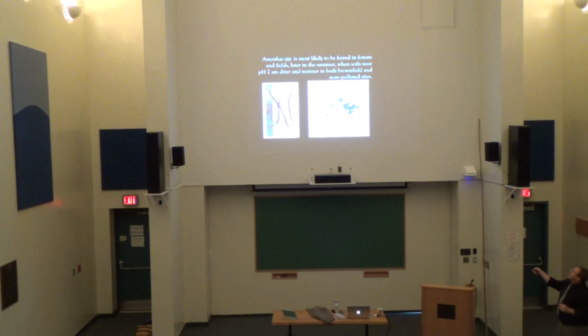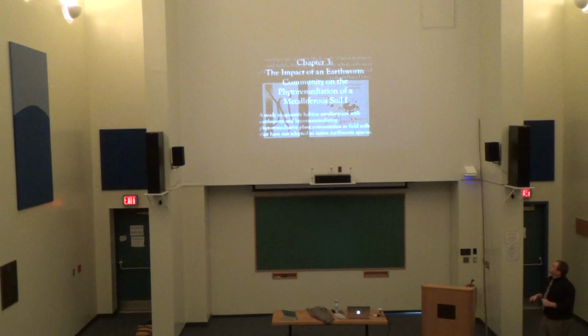Here, we took that average, and what ultimately you can do with the CCA plot is to say that Amynthas is most likely to be found in forests and fields later in the summer, when soils near pH 7 are drier and warmer, in both polluted brownfields and non-polluted sites. And so it's indicative of what we're finding and where we're finding it. So we know what is where, and we know how much of what is where.